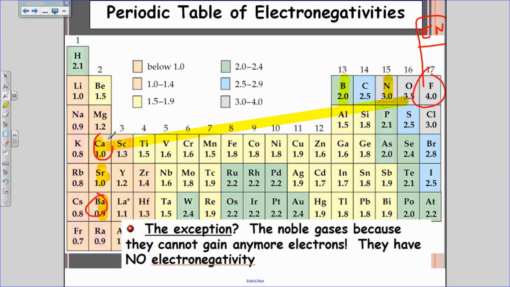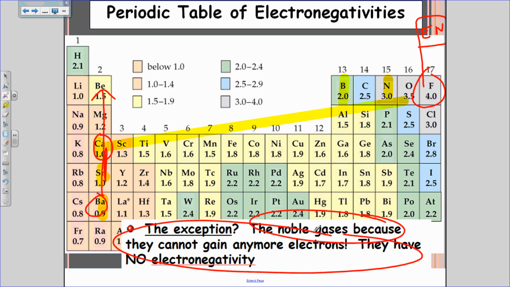And you just have to know the general trend. Obviously these two are the same, but as you go up you notice that the electronegativity increases. Noble gases don't really bond. Since they don't gain any more electrons, they don't have a strong pull or attraction to electrons, so we don't really count them when we deal with electronegativity. If you notice, they're off this periodic table.